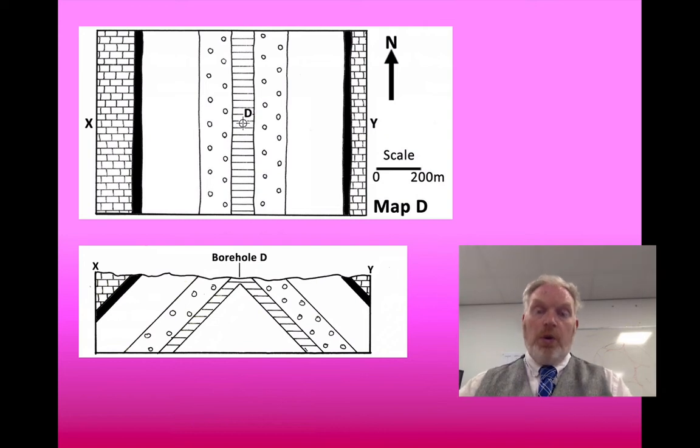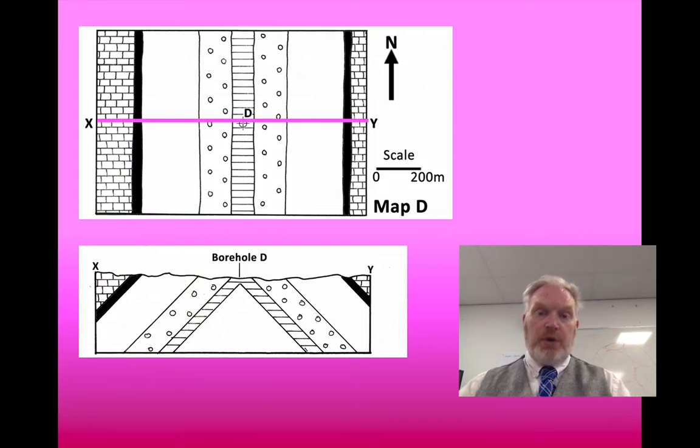Okay, we're working on Map D. This is on pages 12 and 13 of your Theme 14 booklet. You've got a map there, which you'll see gives us an indication that these beds are folded because we see a repeating pattern of beds.